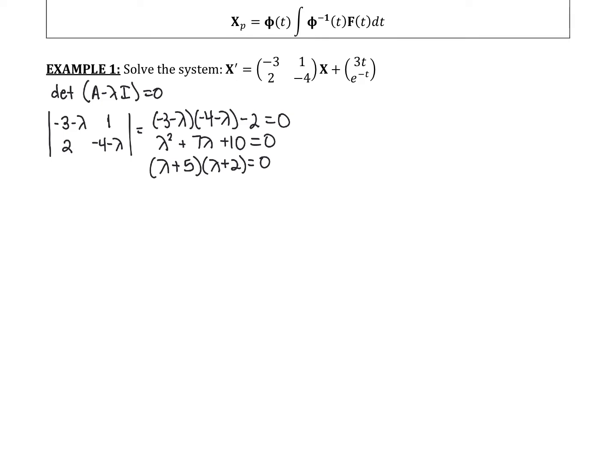So we get two eigenvalues. We get lambda equals negative 5. So if we substitute negative 5 into the matrix, we would get negative 3 minus negative 5 would be positive 2, 1, 2, negative 4 minus negative 5 would be 1. And I'm going to solve that when it's equal to 0.